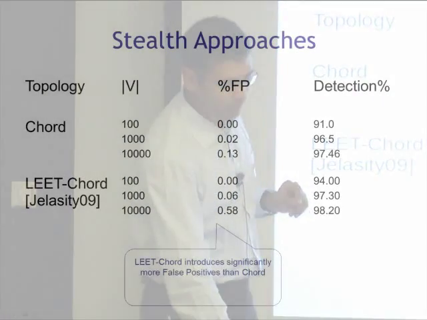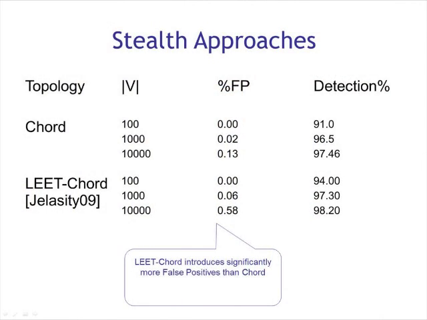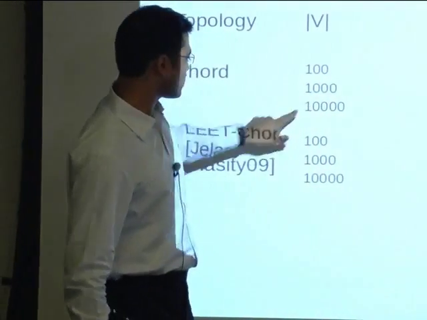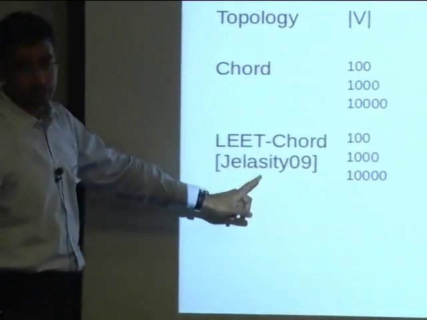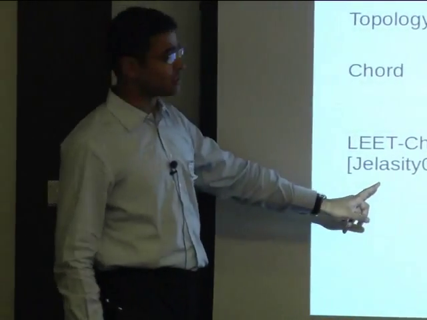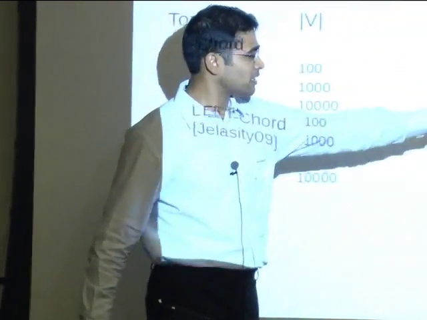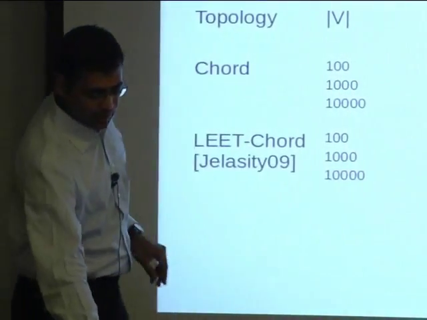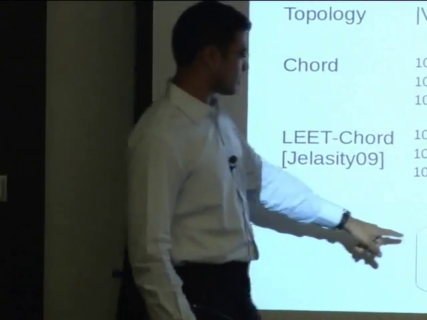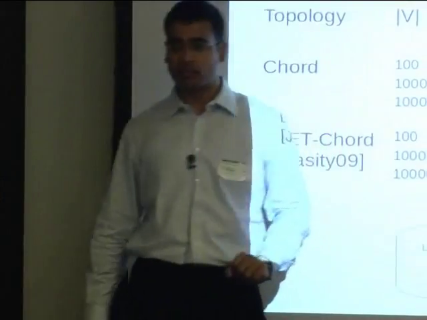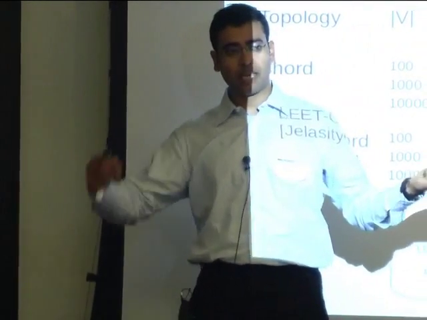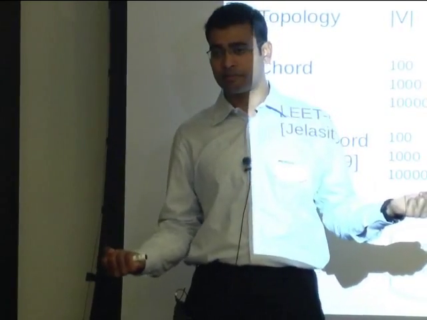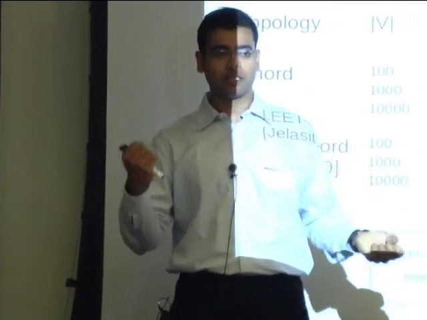Now let's look at what happens here. You have COD here, the false positives are 0.13 for 10,000, which increases quite a lot to 0.5% for LEET COD of the same size. So this demonstrates that the detection rate is similar, but LEET COD introduces far more false positives than COD. So you have resilience on one hand with COD, and you have stealth with LEET COD. That's the trade-off that you end up making.